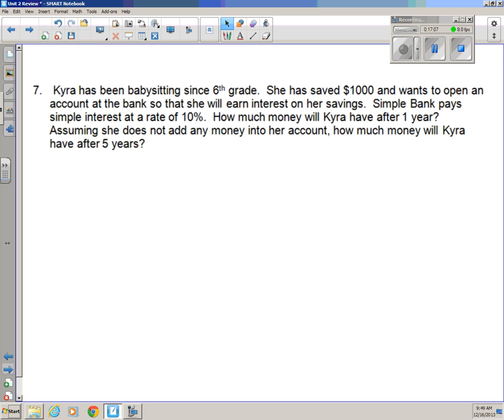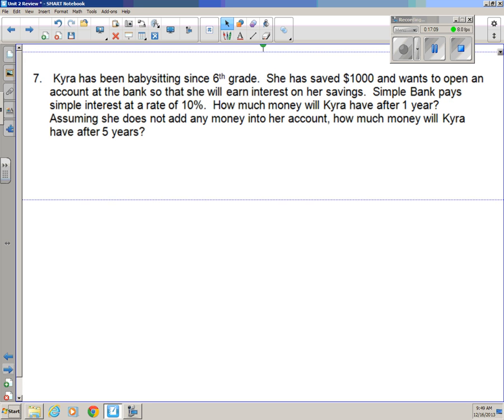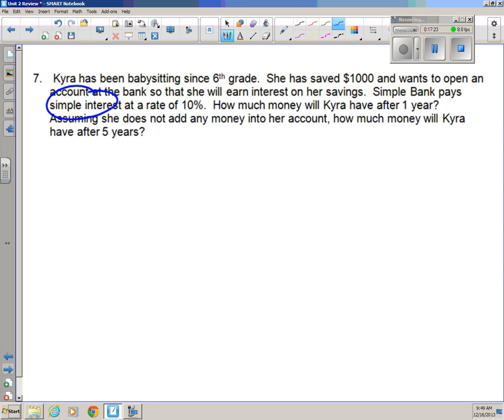Kyra's been babysitting since 6th grade. She has saved $1,000 and wants to open up an account at the bank so that she will earn interest on her savings. Simple Bank pays simple interest at a rate of 10%. How much money will Kyra have after 1 year? Assuming she doesn't add any money into her account, how much money will she have after 5 years?